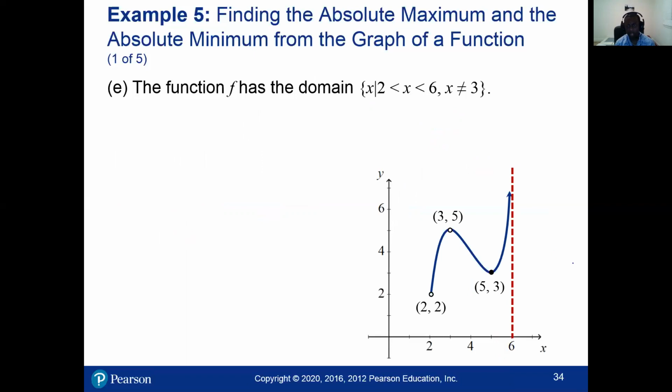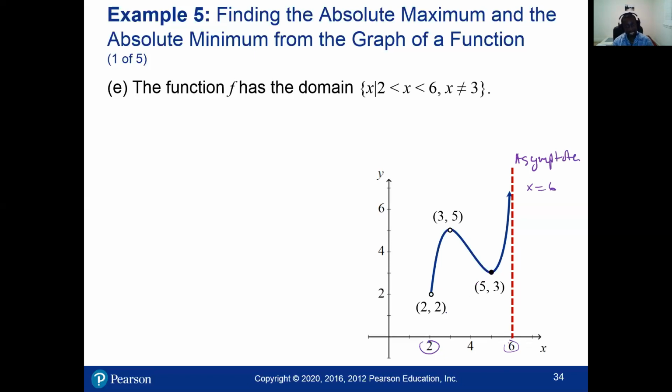What's the domain of this function? The domain is the x values. It is greater than 2, and it's also less than 6, because there's an asymptote at x equal to 6. So this graph goes and then doesn't cross 6 at x equal to 6, it goes up.